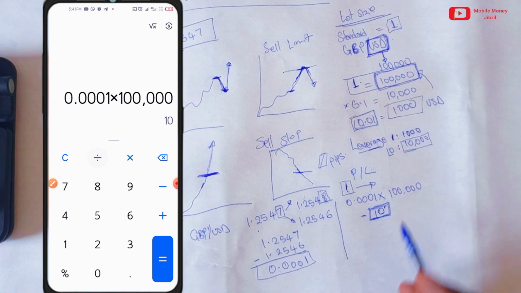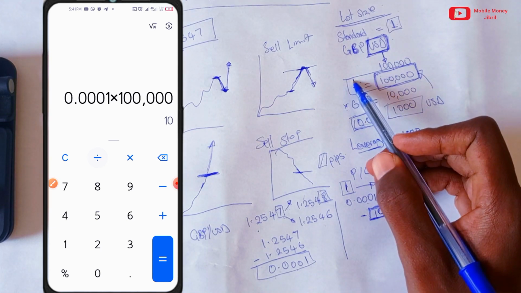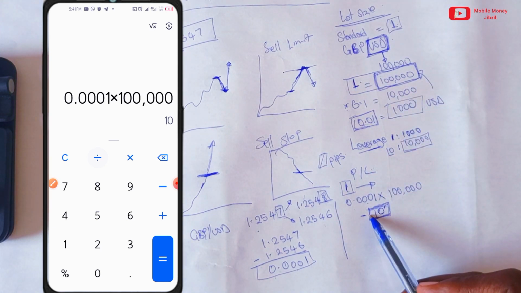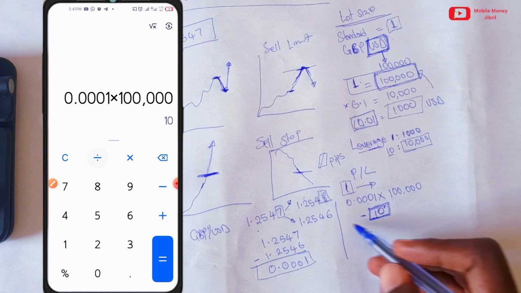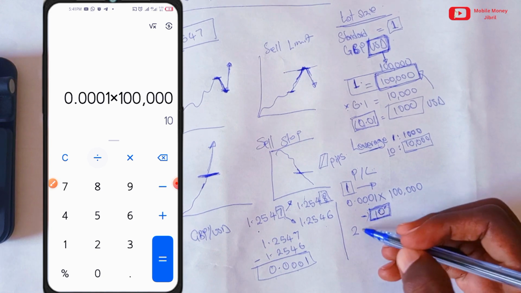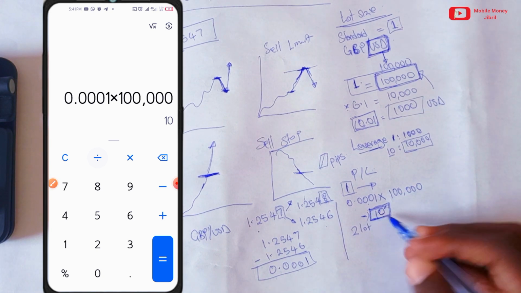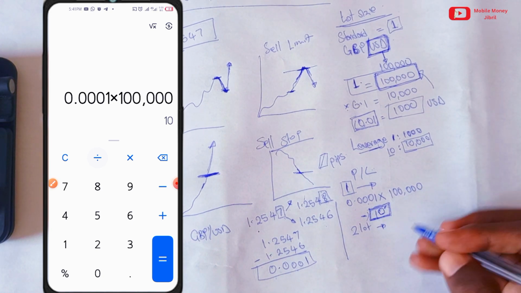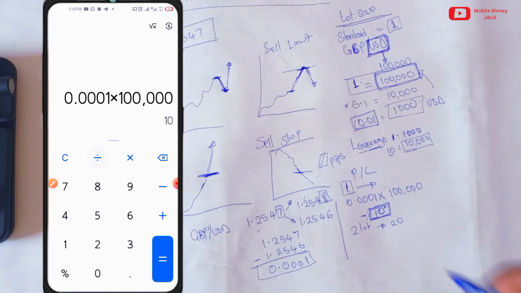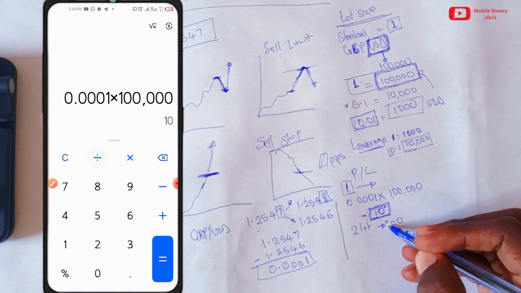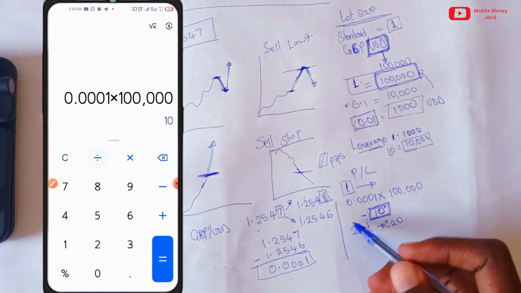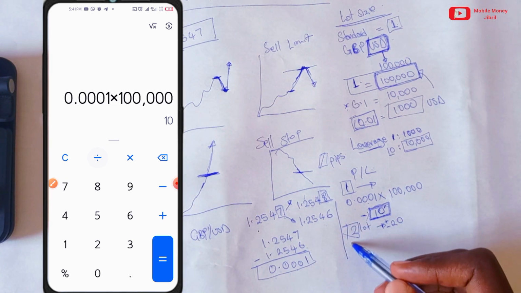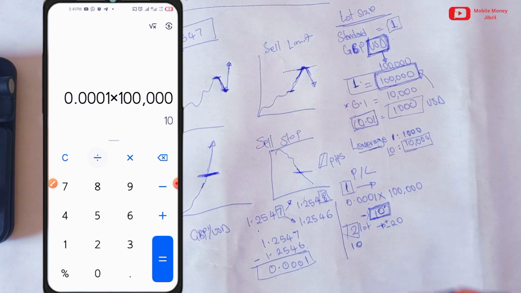Calculate your profit and loss, and understand that if you use one standard lot size, you are making $10 for one step or one pip. So if I use two lot sizes, it means it is multiplying by 2. For every step, I'm making $20, but for every step, it can be a plus or minus. I can gain $20 or I lose $20 if I use 2 lot sizes.